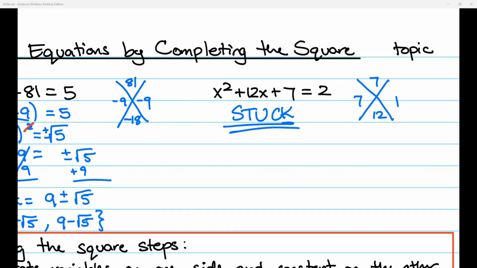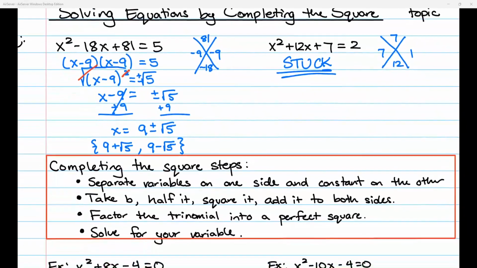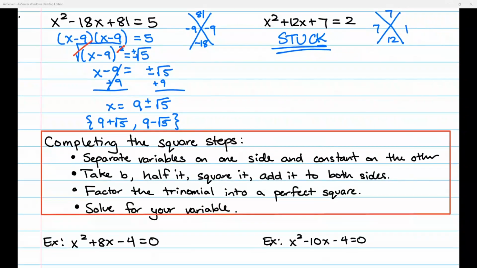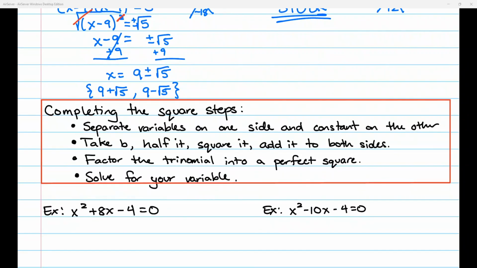Right? The method that I was trying to use before doesn't work. So what can we do? Well, we can do something called completing the square. Completing the square is something that you learned last year. If you didn't have Math 2 integrated, then maybe you haven't seen it. But here are the steps to completing the square.